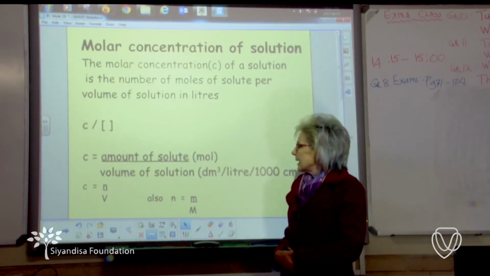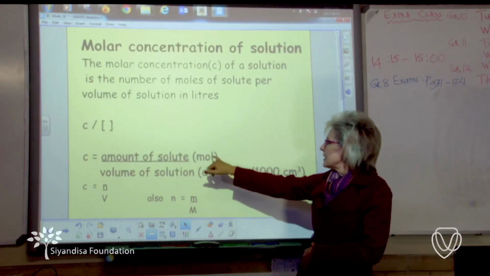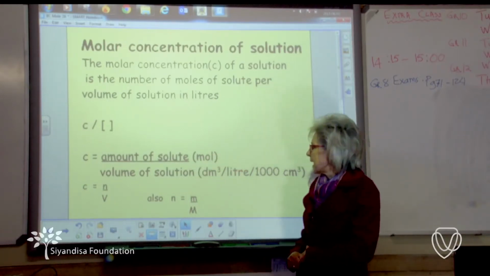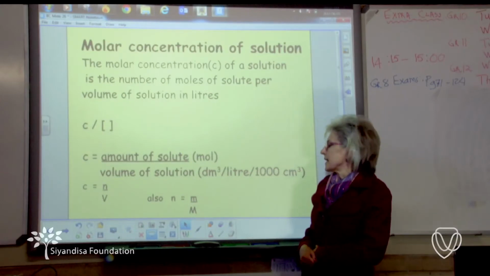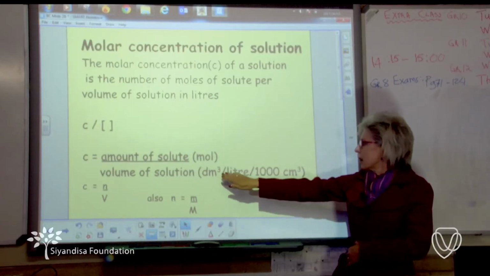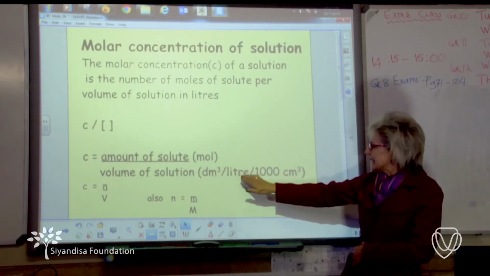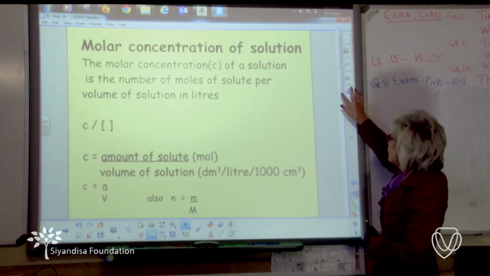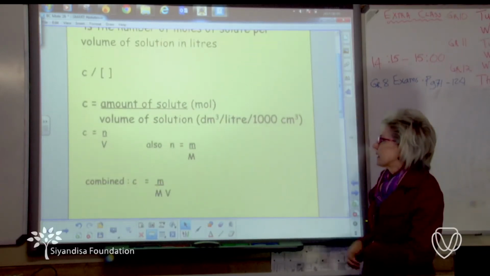So how do we calculate it? It is the amount of solute in mole. So this is now why we needed to be able to calculate mole. And we divide by the volume. There's a condition: the volume's got to be in cubic decimeter. And please take note, a cubic decimeter is also a liter or 1,000 cubic centimeters. So sometimes conversions need to be done.